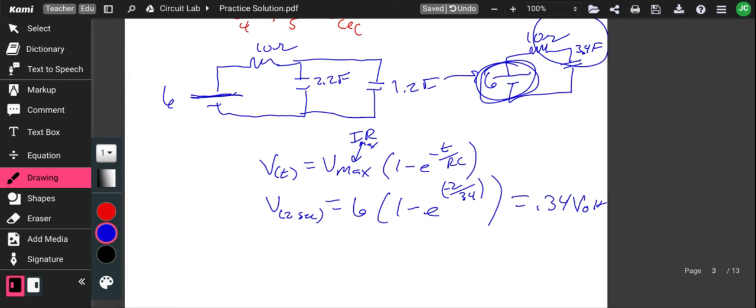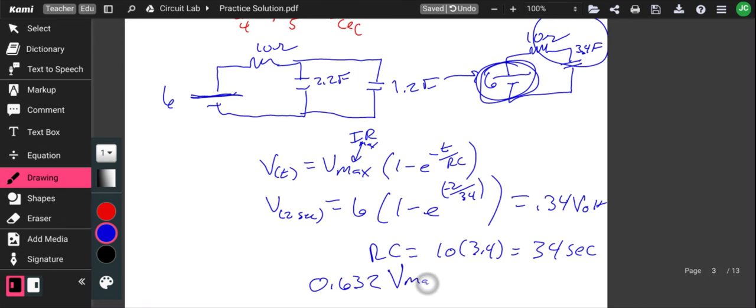The reality is the timing constant, RC, which is equal to 10 times 3.4, which equals 34 seconds, says to us that we reach 63.2%, 0.632 of Vmax after 34 seconds. So it's going to take some time to charge.